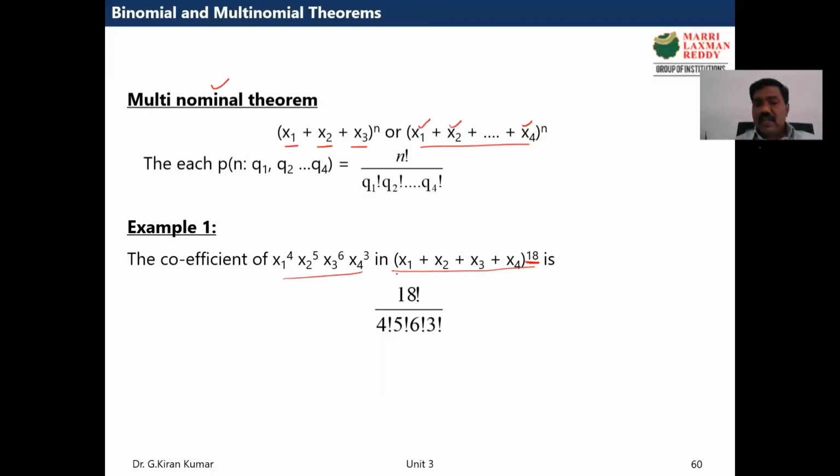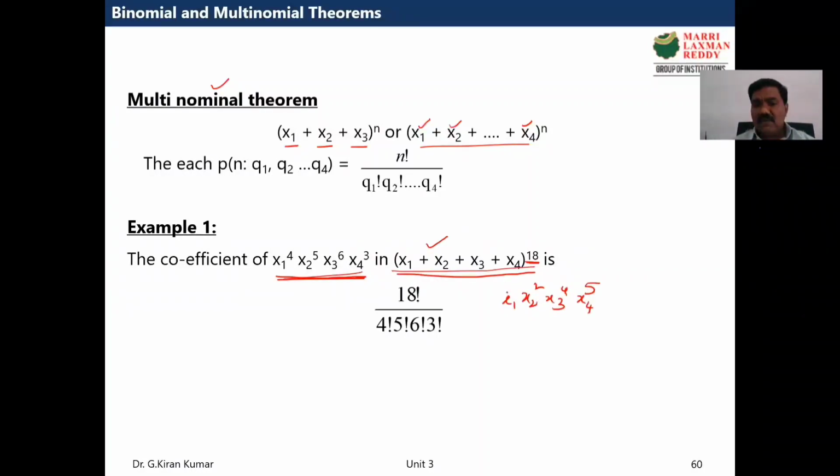If we take this multinomial, what is the coefficient of this particular term? First of all, do you know whether this term is present in this expansion or not? Can anybody tell me? Okay, I'll give you another term. Tell me whether this is present or not. Let's say x1, x2 square, x3 power 4, and x4 power 5.